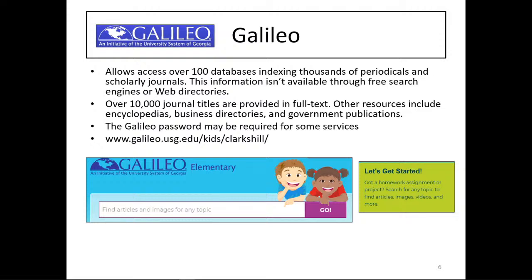It allows access to over 10,000 databases, indexing thousands of periodicals and scholarly journals. This information isn't available through free searches or search engines like Google or anything like that. Google actually does have its own scholarly section. They call it Scholar, okay? Over 10,000 journal titles are provided in full text, with other resources including encyclopedias, business directories, and government publications. So this is more than just doing a Google search and finding a website. This is for someone that has some very important research they're doing.